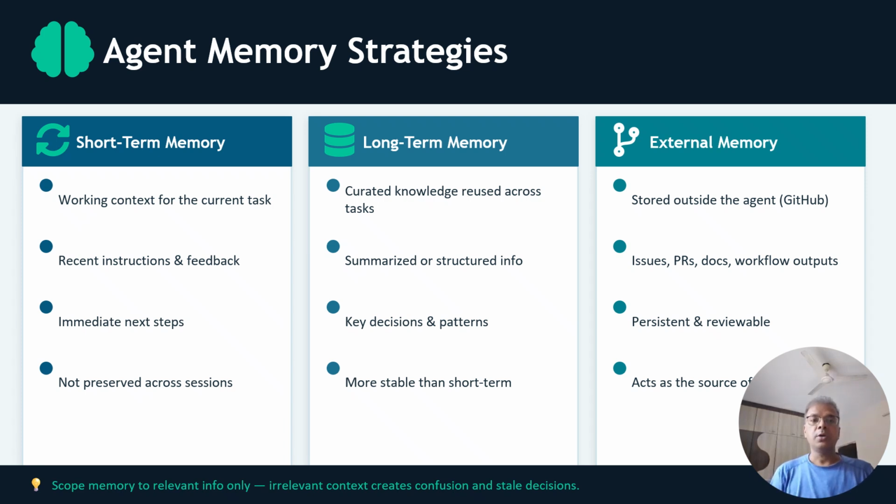All right, now let's look at the agent memory strategies we should apply. First thing, an agent's effectiveness depends on what it knows at any given moment. Three memory layers matter here.